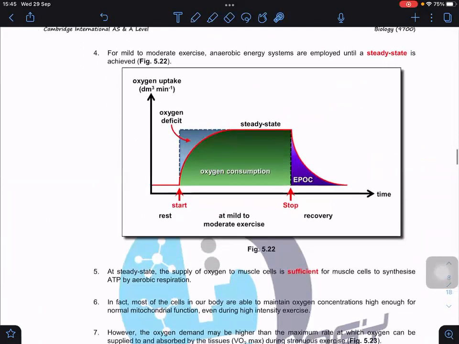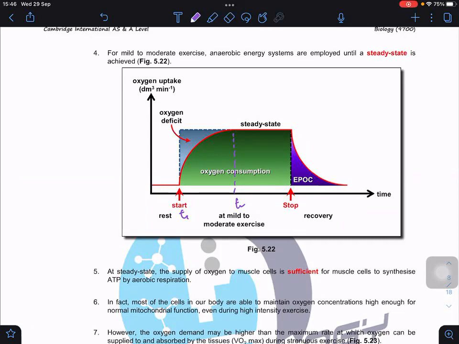Clear? So this graph means that we have seen it already. For mild to moderate exercise, the anaerobic energy system is employed until a steady state. So this is a steady state, from the start until this period, T1 to T2 only. Therefore, the lactate accumulated is not high enough to stop us or give us muscle cramps. So we can continue to have slow jogs for longer periods of time.